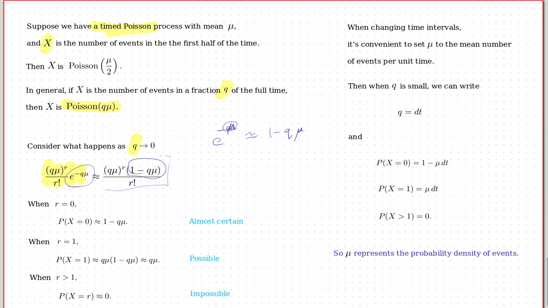And now look at what happens when we apply this formula for various values of r, and assuming that q is infinitesimally small, whatever that means. But, you know, it's vanishingly small. Well, when r is 0, then of course this term would just go out, if r is 0.